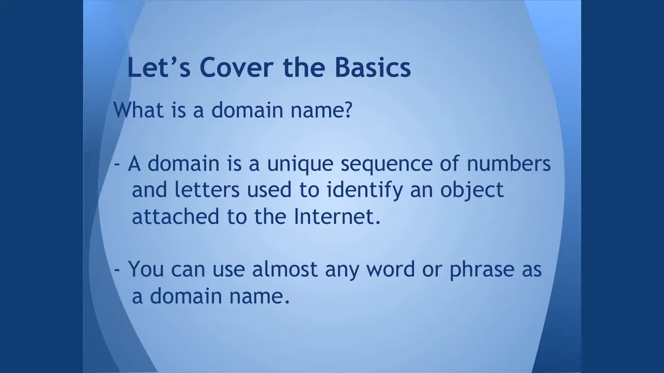Basically, a domain name is a unique series of numbers and letters used to identify an object attached to the internet. Oh my God, what does that mean? Basically, your website sits on a computer that is attached to the internet, and that machine has a number called an IP address. And whenever somebody types in www.yourblog.com, it hits another server called a DNS server, which maintains a big long list of all those numbers and says, this name goes to this number, and it pulls that information and heads it to your browser.